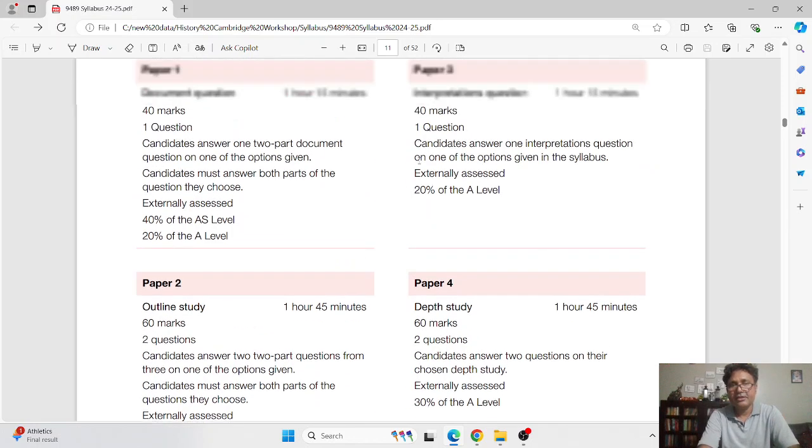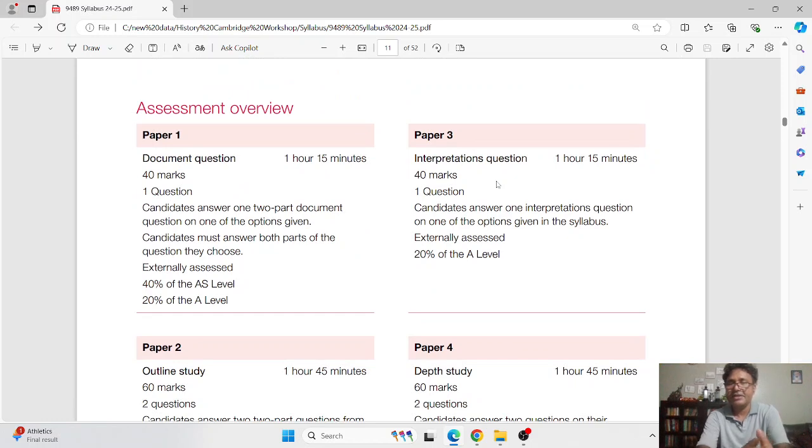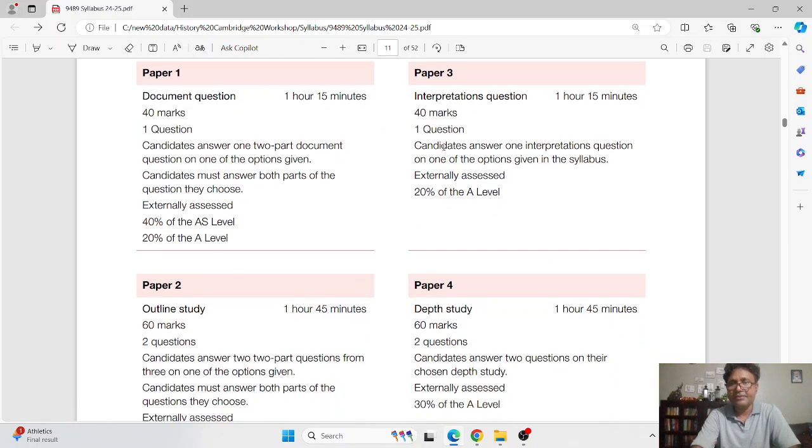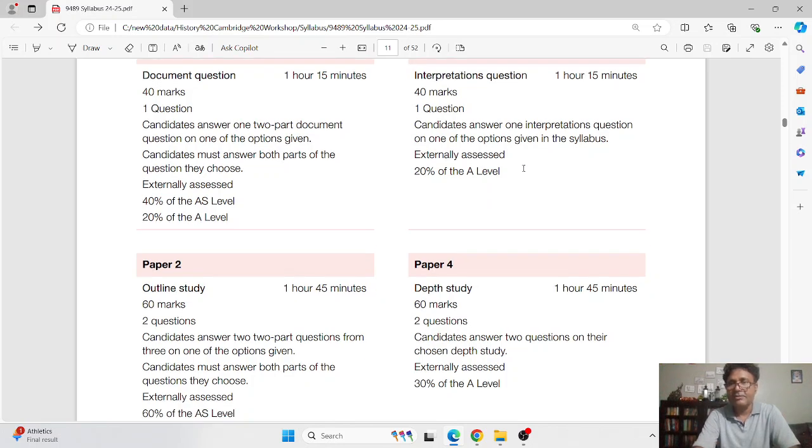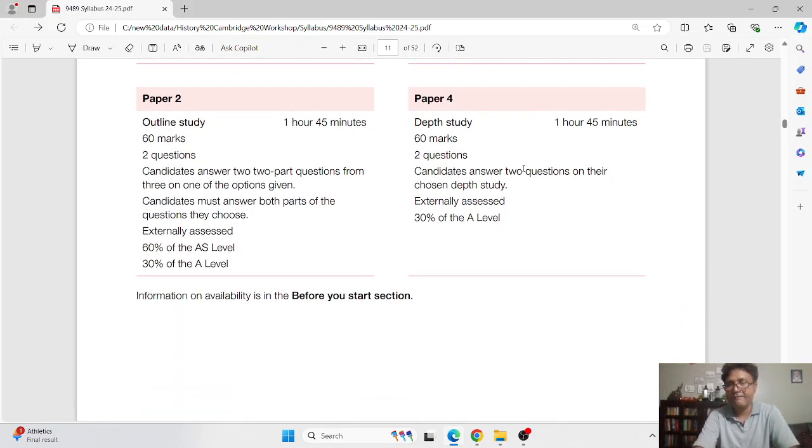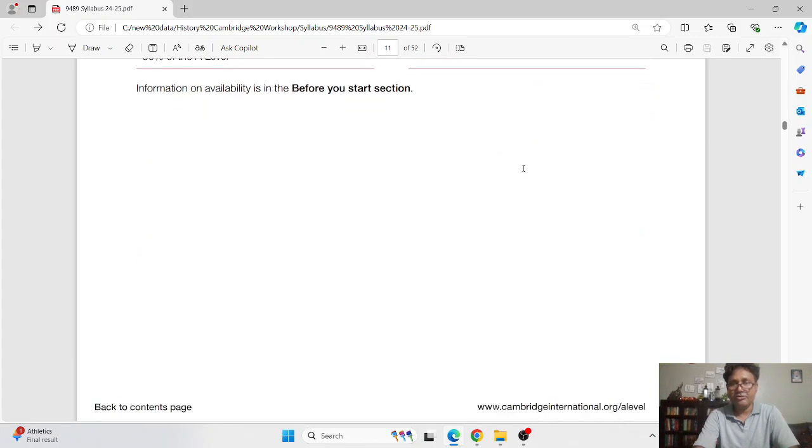Now coming to Paper 3, that is the interpretation question. This means that an excerpt or extract is given, the author's name is not given, and the candidate is supposed to identify the approaches and interpretations. This is one question only, and the candidate is going to attempt it. The total marks are 40. Paper 4 is also called the depth study. It has 60 marks in total, and a candidate is supposed to attempt two questions on the chosen options.